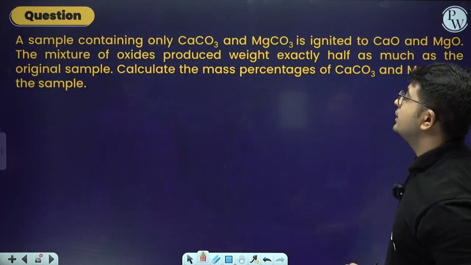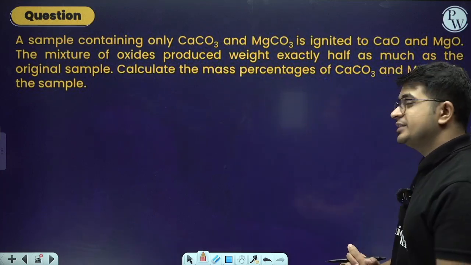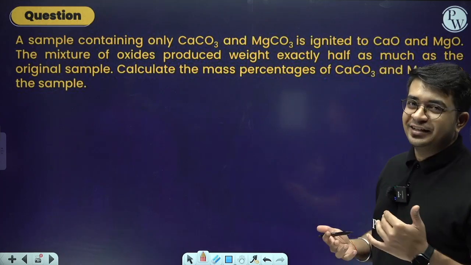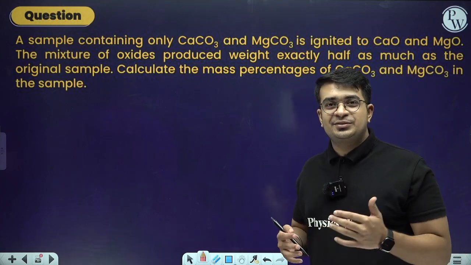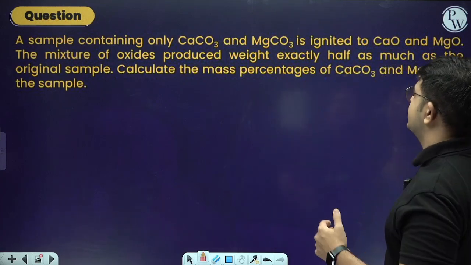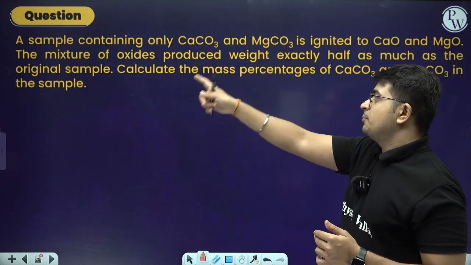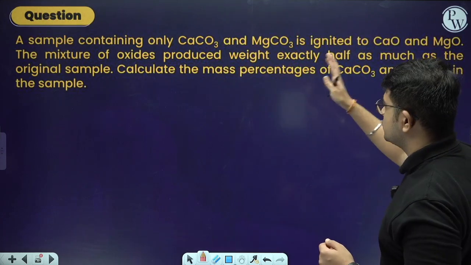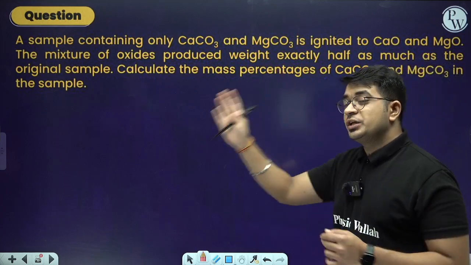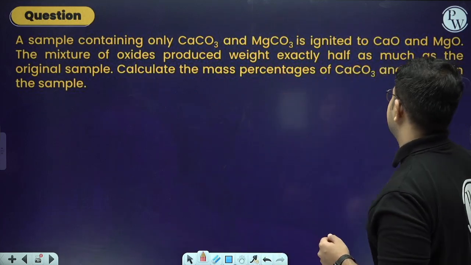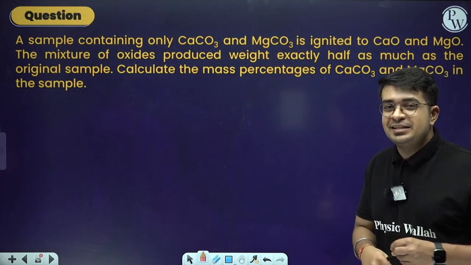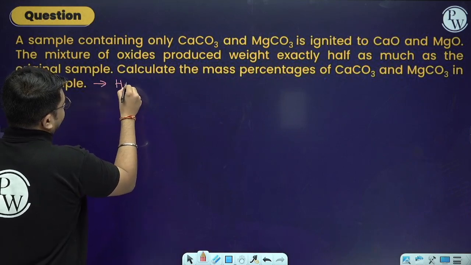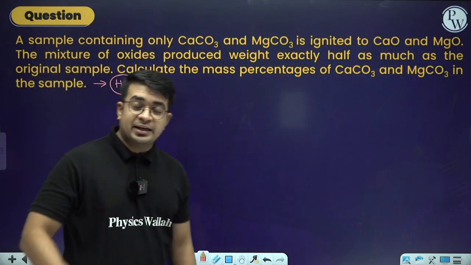A sample containing only CaCO3 and MgCO3 is ignited to CaO as well as MgO. This is my favorite question, because in this question you have to understand certain things to correlate the formula, because no information is given. The mixture of oxide produced weighs exactly half as much as the original sample. Calculate the mass percentage of CaCO3 and MgCO3 in the sample. I am giving this question as your homework, but to help you, I can give you a hint.